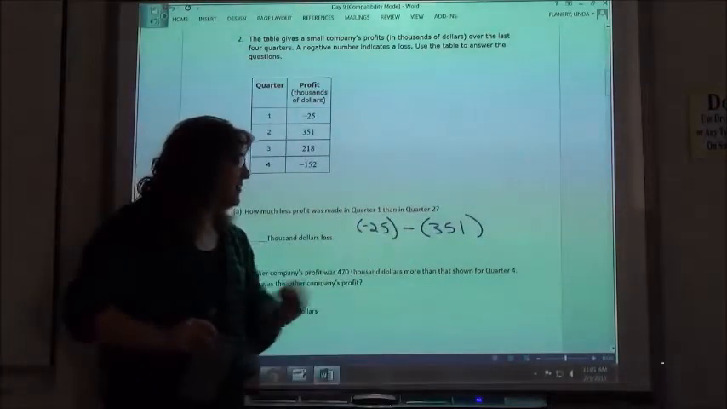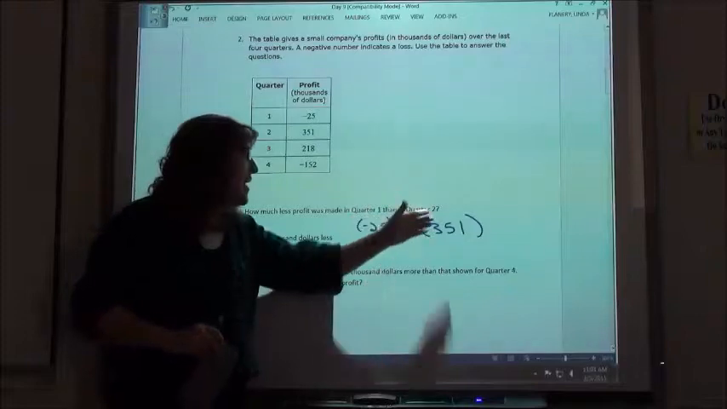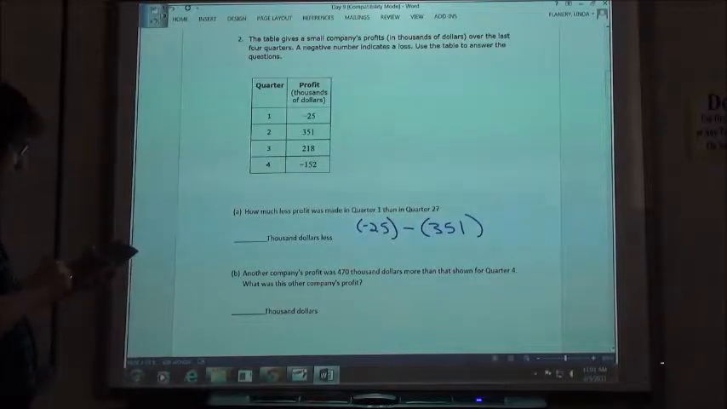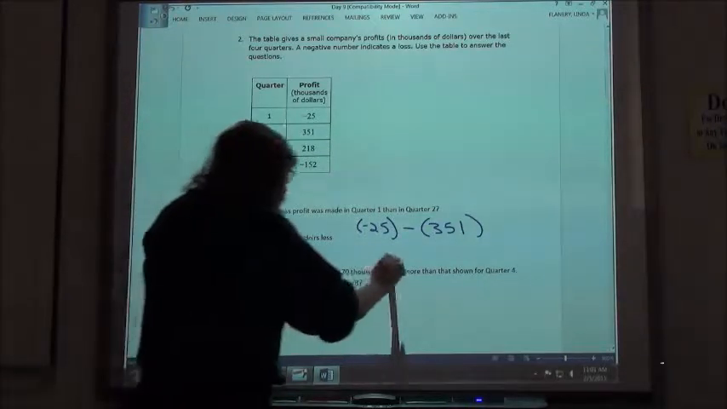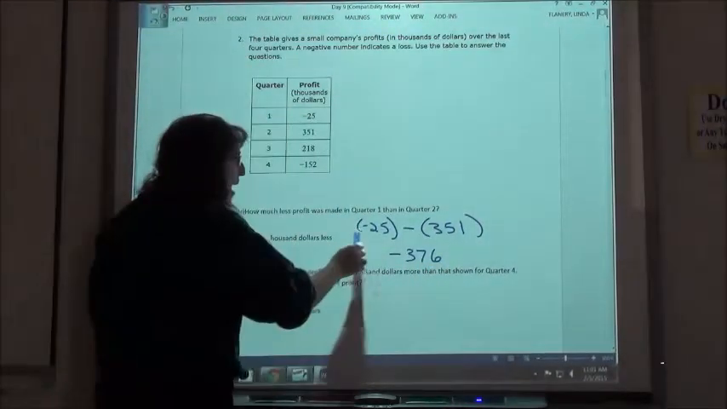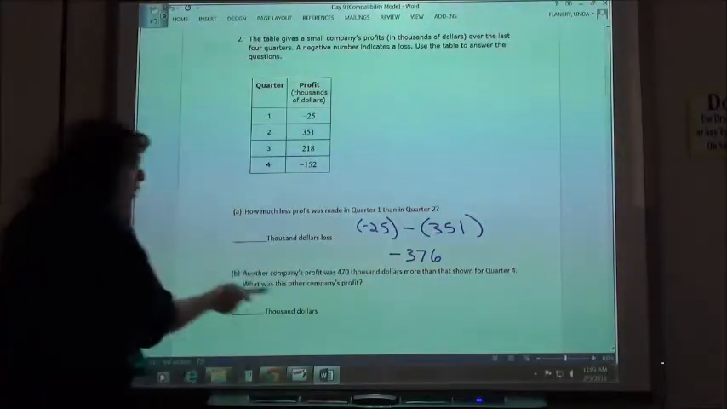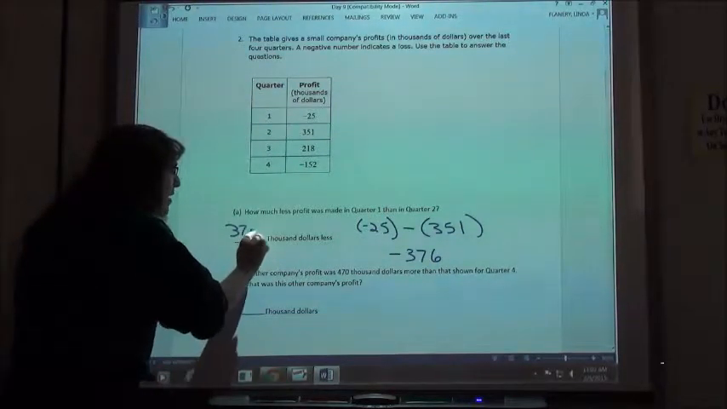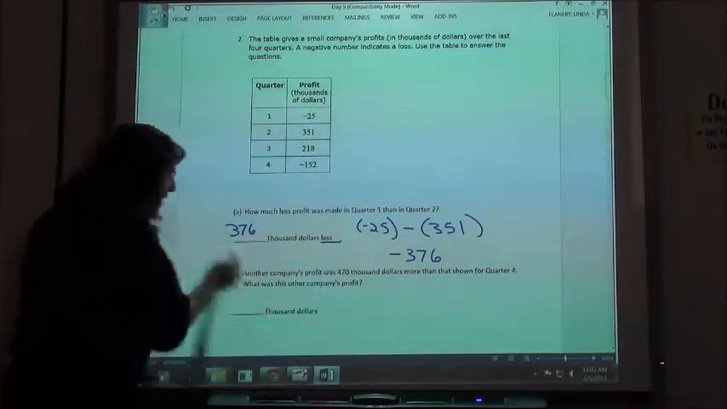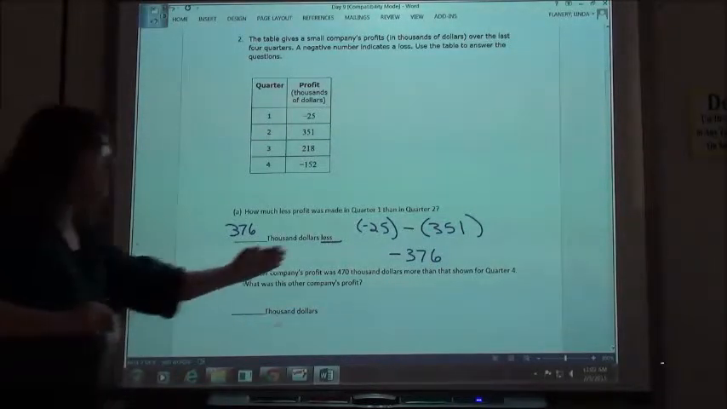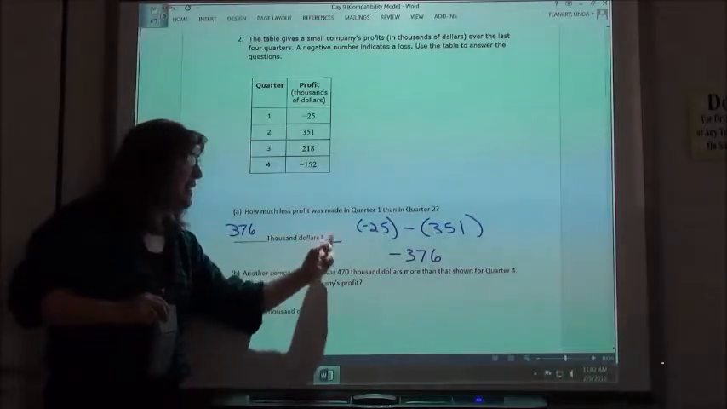Notice both of these have negatives in front. My rule, add and keep the sign. So I'm going to have negative 351 minus my 25 is negative 376. I add and keep the sign. Now, the negative just means that it's less or lower. So when I put my answer in, I'm just saying it's $376,000 less. I don't say negative 376 less. So make sure they are on those ones. If it's negative, don't put the sign on there, because if it says less or fewer or something like that, it's indicated here in your answer.